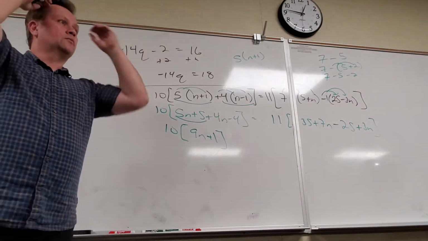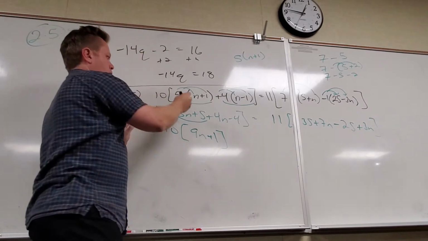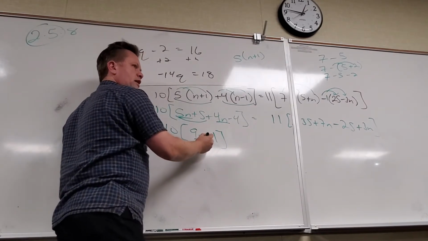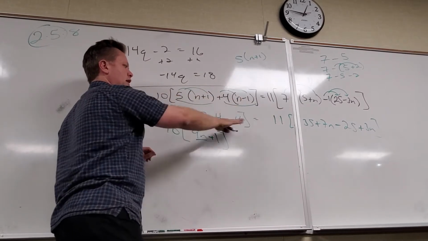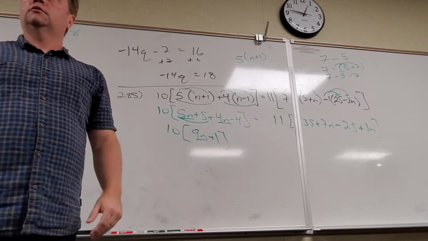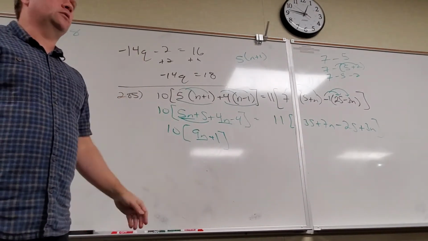Yes? How did you get 9n plus 1? I think I missed that. What's 5n plus 4n? Oh, you combined like terms. Yeah, the whole purpose of distribution is to free things up so you can do like terms. Yes. That's why we distribute somewhere first in an equation.